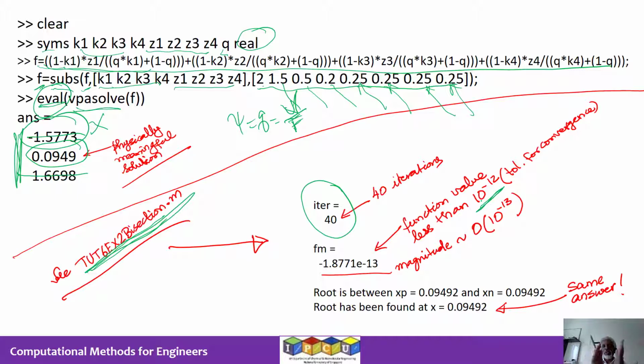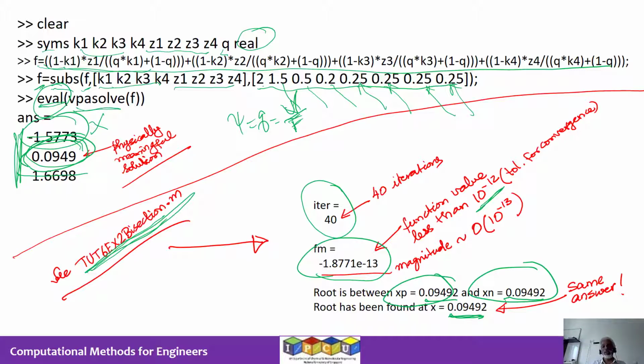For a certain width of the interval, between 0.09492 and 0.09492, there is no difference until the fifth decimal point. So we have bracketed the solution between these two values which seem identical for practical purposes, at the midpoint of which you get the function value to be less than 10 to the power of minus 12 in magnitude. Therefore, we say convergence has been reached. So the answer is 0.09492, which matches with this, which is obtained from vpasolve.